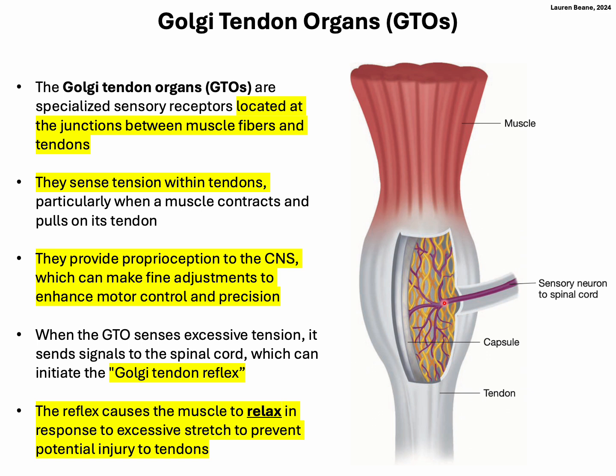But there's also times in which if there's excessive tension on the tendon, it will trigger the Golgi tendon reflex. So the goal here is the same, in which it is trying to provide protection, but the way in which it does it is different. This reflex actually causes the muscle to relax in response to excessive stretch to prevent tearing or injury to the tendon.